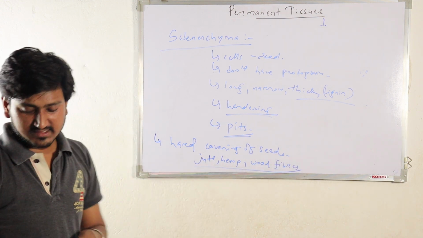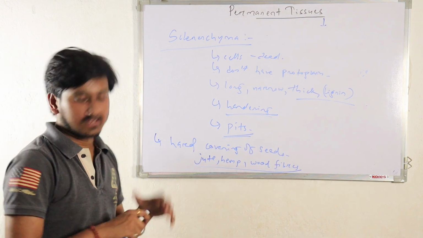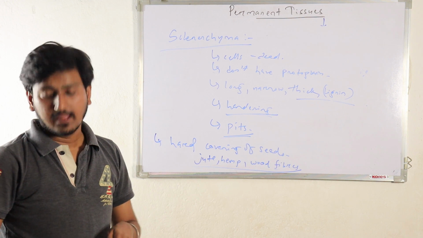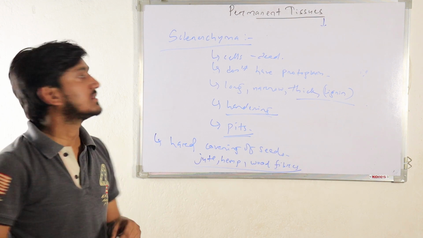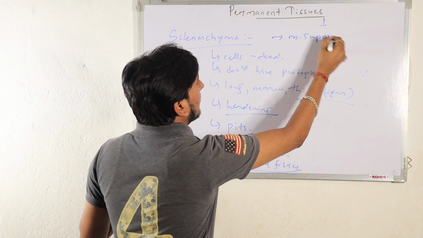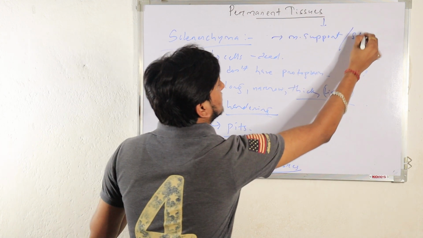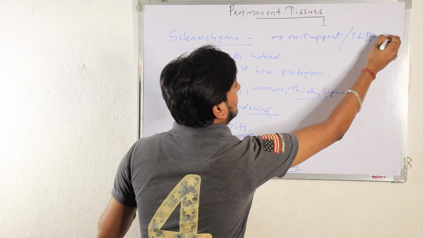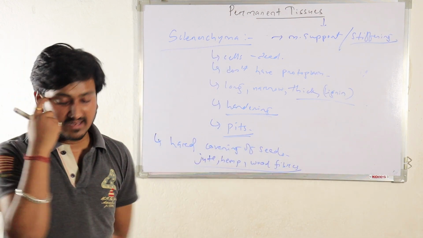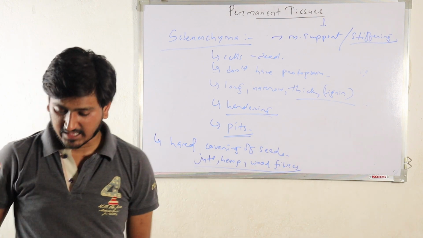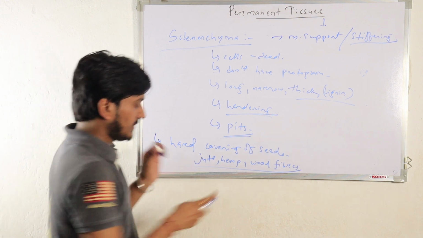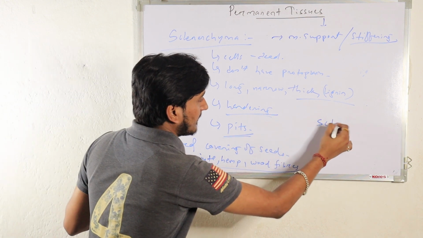Function, again the same thing, mechanical support. It will provide mechanical support to the plant parts, and it will make the plant part very stiff. Mechanical support and stiffening, making the plant parts very hard and stiff. These are the basic functions of the sclerenchymatous tissues. Another term you will come to know about is sclereids.